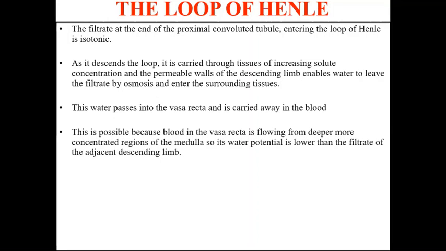This is possible because blood in the vasa recta is flowing from the deeper, more concentrated regions of the medulla. So its water potential is lower than the filtrate of the adjacent descending limb. When you say low water potential, it simply means that this fluid is hypertonic. So if it has low water potential, the fluid is hypertonic, and it's going to facilitate osmosis to take place. So water will move from hypotonic to hypertonic fluids. That's why you're going to have an overall reabsorption of water molecules.